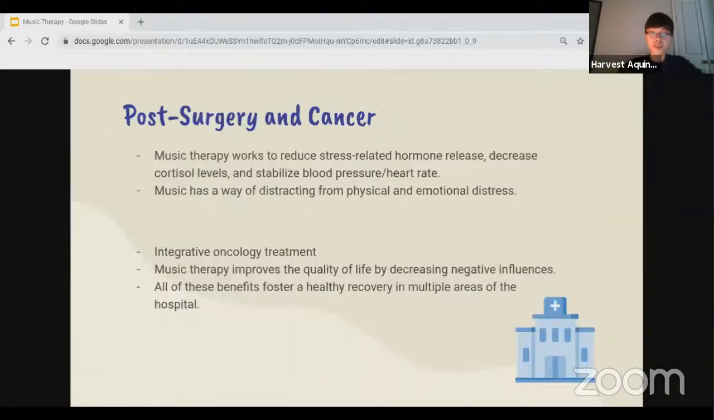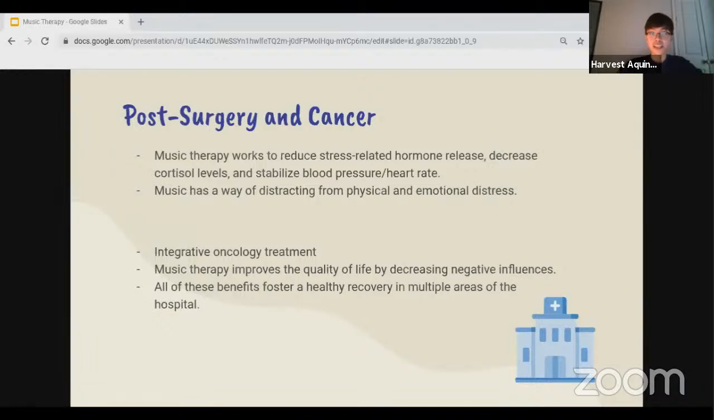Still staying within the hospital, but moving on to a different group, we'll now look at music therapy among patients post-surgery and those with cancer. Music therapy has been shown to stimulate the cerebral cortex to reduce stress-related hormones. I saw that someone guessed that earlier. Reduce cortisol levels, stabilize blood pressure and heart rate.